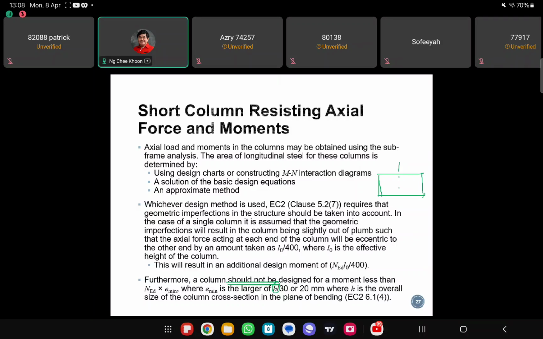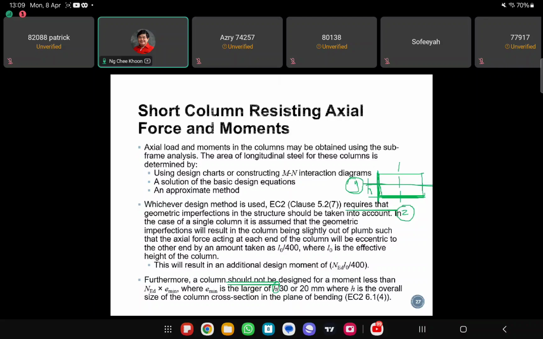Okay, so here you have a Z axis and then Y axis like this, right? If you are calculating for Y axis, then you should be using this dimension as H, which is perpendicular to the axis of bending. So always remember, H is the dimension perpendicular to the axis of bending, right? If you are considering major axis bending, major axis is Z, then H will be this dimension.